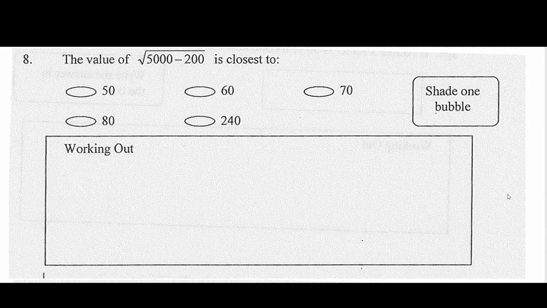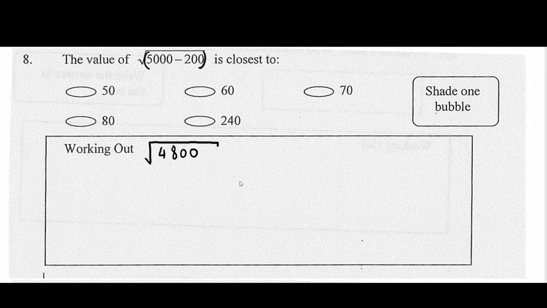The value of the square root of 5,000 take 200 is closest to. Let's work it out. Square root 5,000 take 200. So this is in brackets. The brackets don't need to be shown because it's below the square root symbol here, but 5,000 take 200 leaves us with 4,800. Okay, so the square root of 4,800.